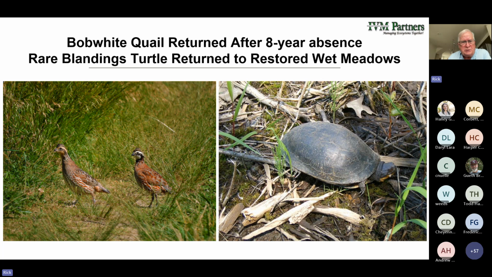Likewise, I did a presentation to Michigan Department of Natural Resources, and I showed him this picture of this turtle. He says, where's that turtle at? And I said, in the Stony Creek Metro Park. He said, that's a rare Blandings turtle. He said, they need open meadows. And I said, well, they didn't have it, but they do after herbicides.